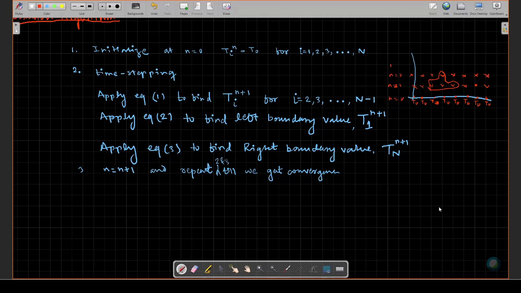Now at n equals 3, again you will use these old values to calculate new values, and again you will find the n plus 1 values. You'll keep on calculating in time with the known initial condition values and applying boundary conditions, and you will stop at some point where you do not have change between two values.